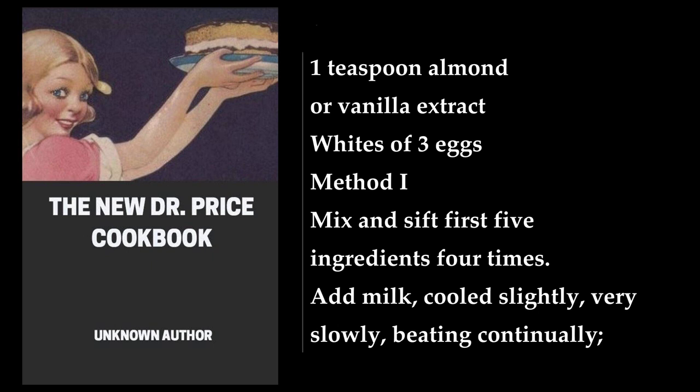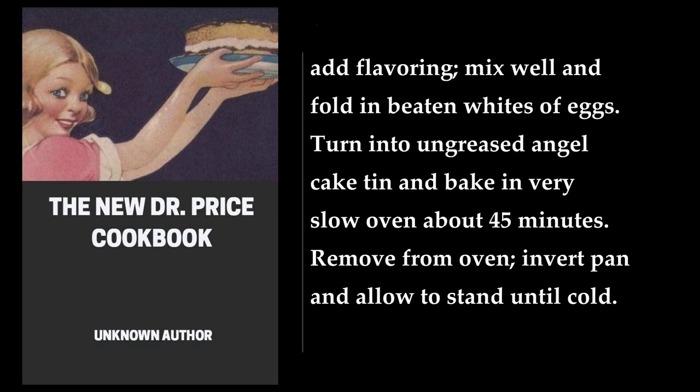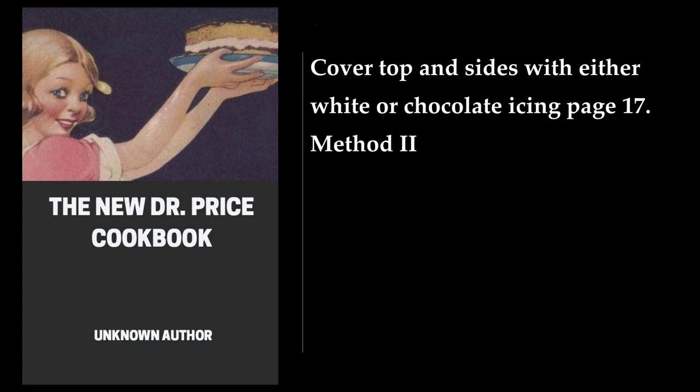Mix and sift first 5 ingredients 4 times. Add milk, cooled slightly, very slowly, beating continually. Add flavoring, mix well and fold in beaten whites of eggs. Turn into ungreased angel cake tin and bake in very slow oven about 45 minutes. Remove from oven, invert pan and allow to stand until cold. Cover top and sides with either white or chocolate icing.